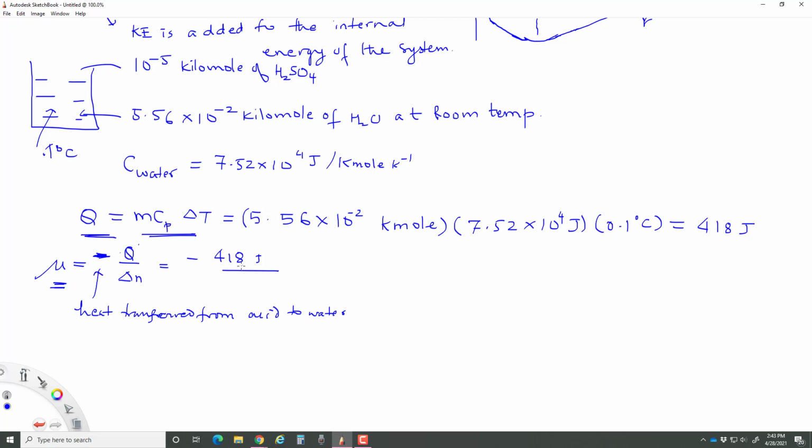So delta N is 10 to negative 5th. So that gives us negative 4.18 times 10 to 7 joules per kilomole. Okay, so sulfuric acid loses that much heat per kilomole when you add it to that many kilomole of water.